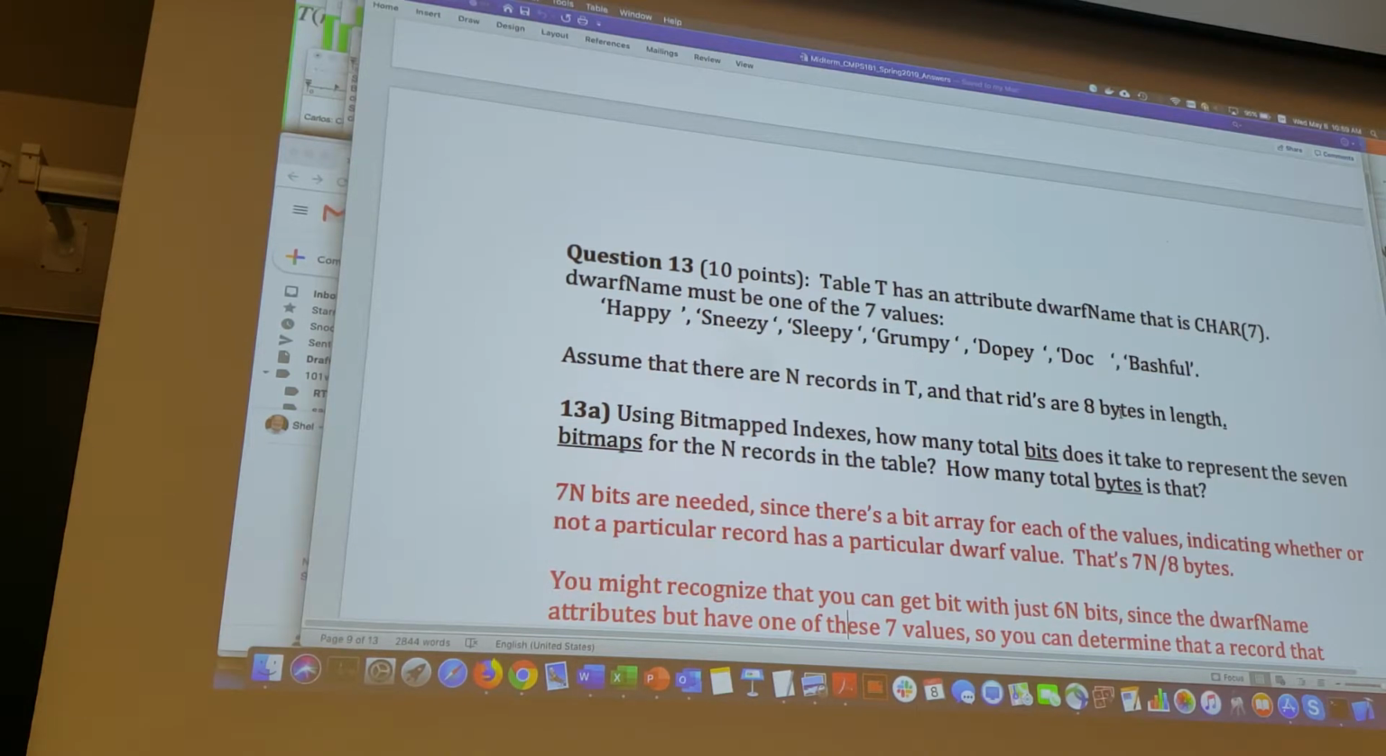If you said that you had null, the problem says that it has to be one of those 7 values. And if somebody even had 9n, that's a little bit much, where you're trying to store whether or not the thing has been deleted as well as null. You're told it has to be one of those values. You don't need an extra bit for null, because it has to be one of those 7 values, and you don't even need the bit for deleted, because if it's not there, the 7 takes care of it. How many bits are there in a byte? 8, so it's 7n divided by 8 as being the number of bytes.